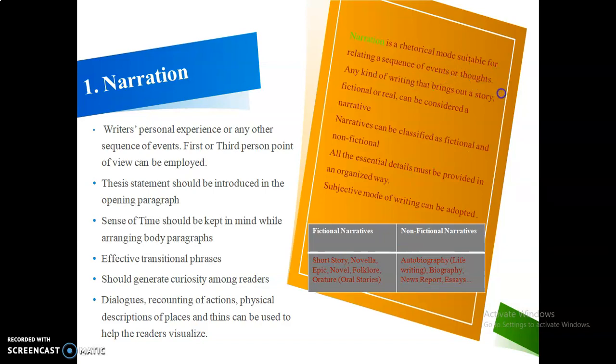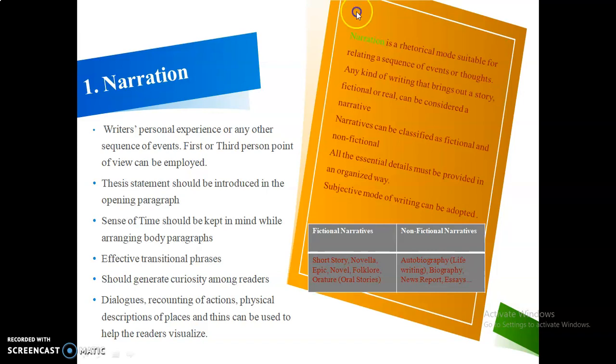Okay, a sequence of events or thoughts are there, not a single event or a single thought, but a sequence of events or thoughts. So we have to relate them, we have to arrange them and relate them in a particular sequence. What happens first, then what happened, then after that what happened, like that we have to arrange them in a particular sequence. So narration is a much better option for this kind of rhetoric.